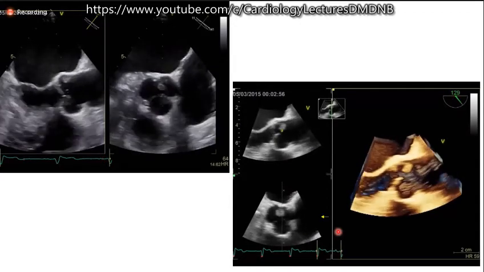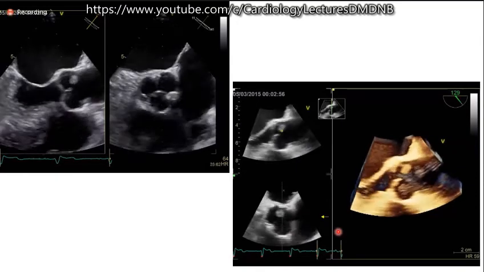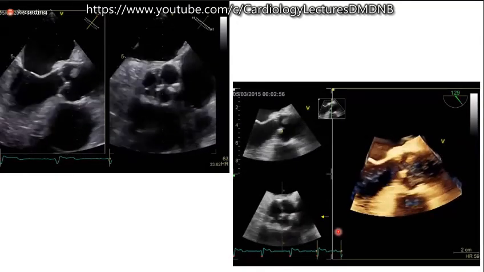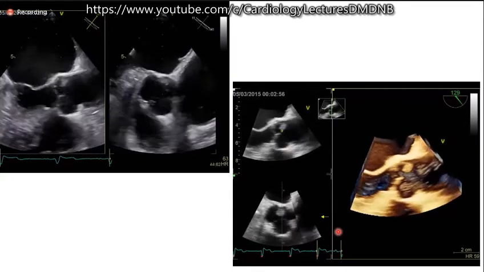But if the patient did not have any embolic episodes, everything is fine, probably a follow-up may be all right. It may be wise to put these patients on antiplatelet therapy.